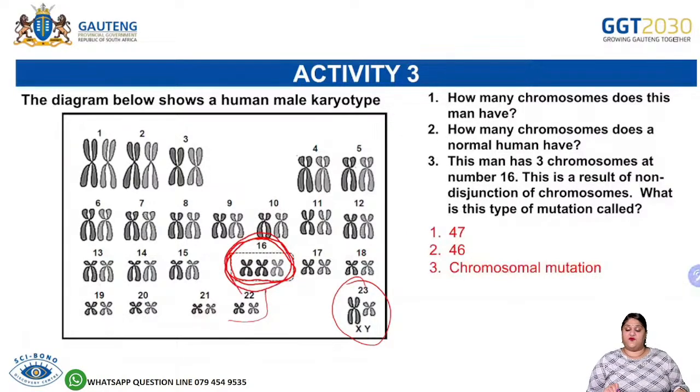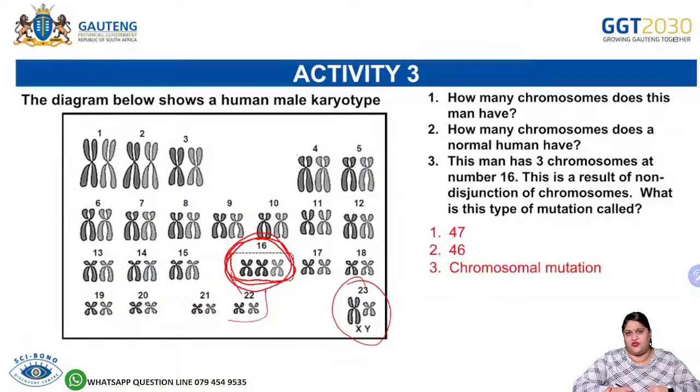This is a result of non-disjunction of chromosomes. What is this type of mutation called? It's called a chromosomal mutation. Why is it a chromosomal mutation? Because it is a change in the number of chromosomes. Why is it not Down syndrome? Because this extra chromosome is not on pair number 21.